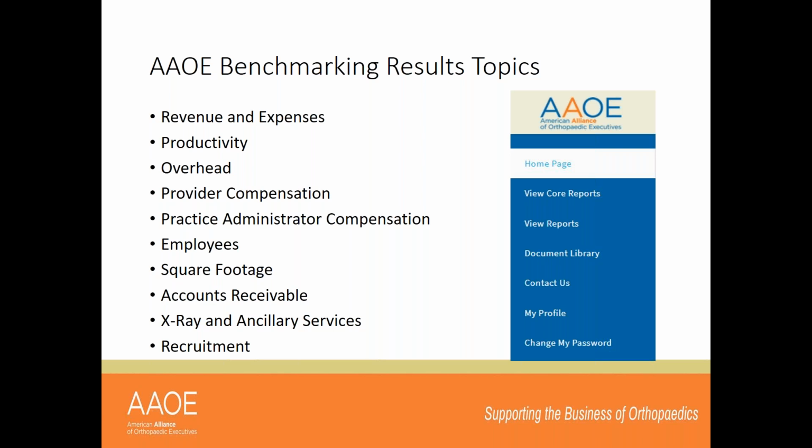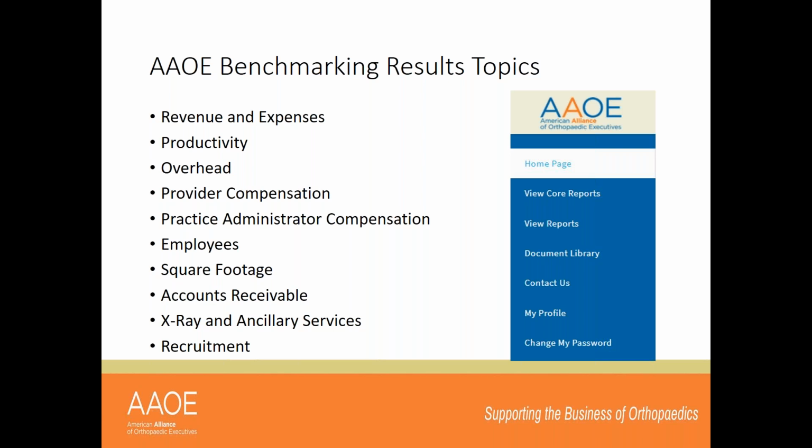The results, the benchmarking survey really is a combination of major areas. You've got revenue and expenses, which obviously is a major conversation. Productivity, overhead, you've got your provider compensation, both for their compensation in the practice and total compensation. Practice administrator compensation, and that's broken down by different titles as well.